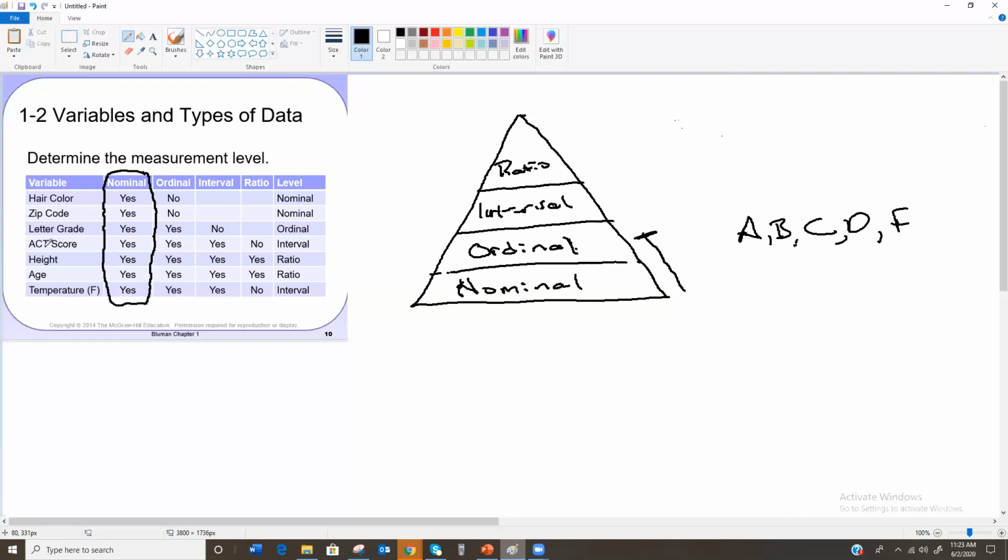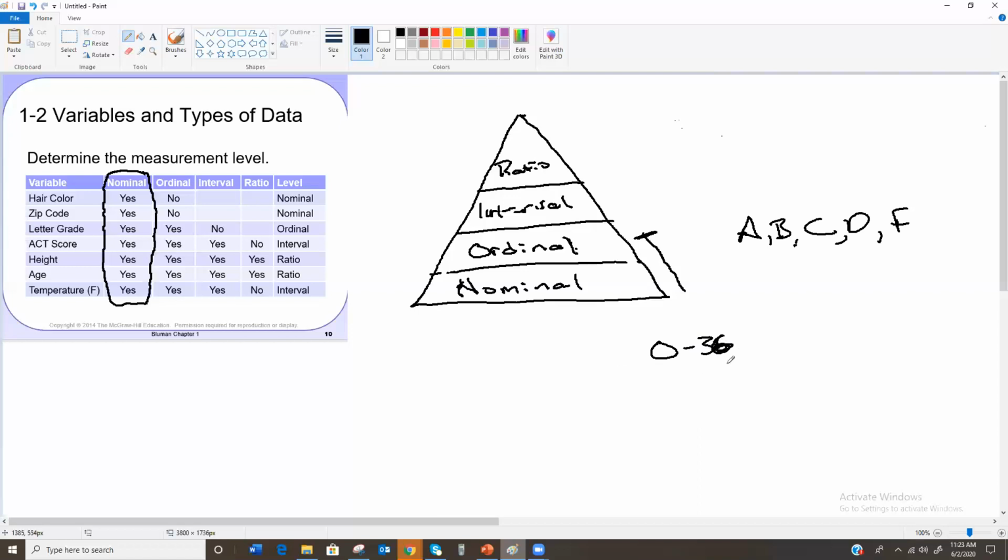ACT scores reach all the way to the interval level. We can name them because you could name everything. Ordinal, because we can order them. We could say somebody got an ACT score. And ACTs, I think now, they change it all the time. Not all the time, but they've changed it several times. I think they go 0 to 30. Does anybody know? Is it 34 or 36? It's 36 now. It used to be like 32.